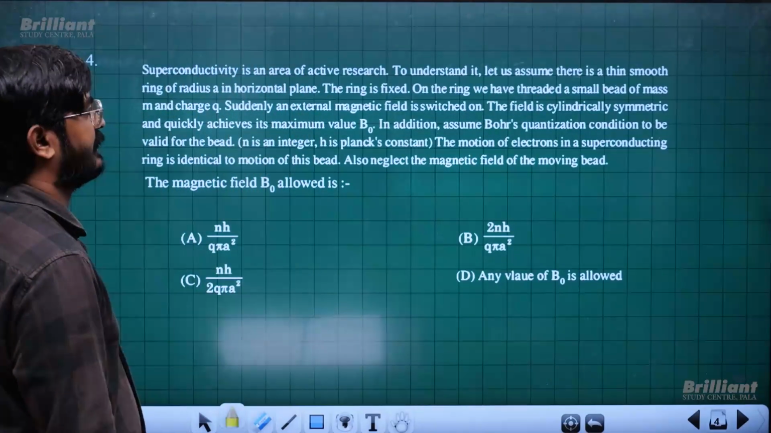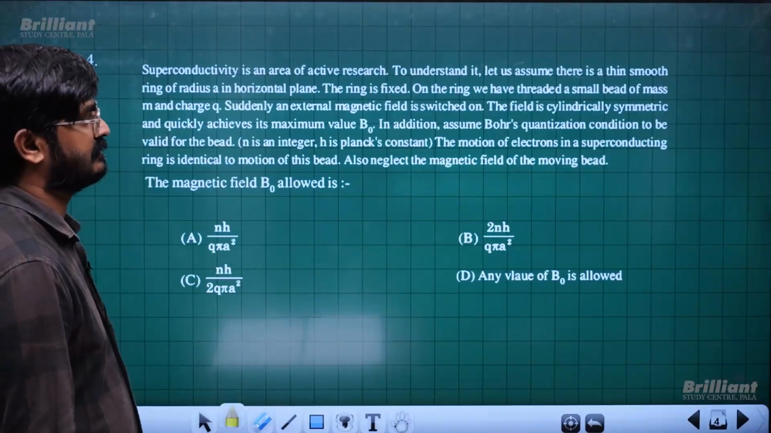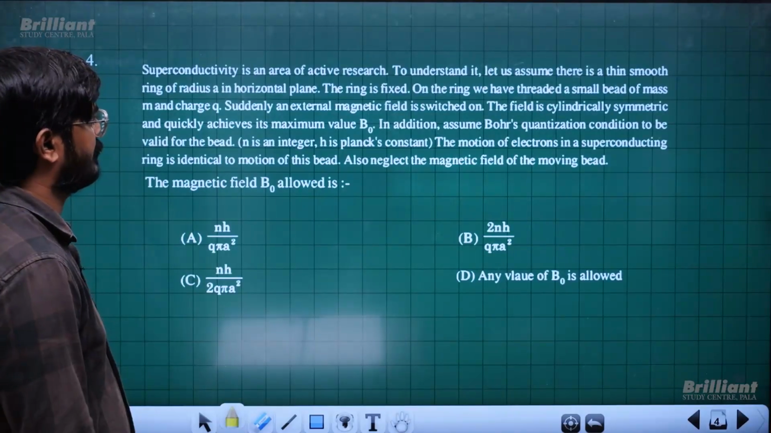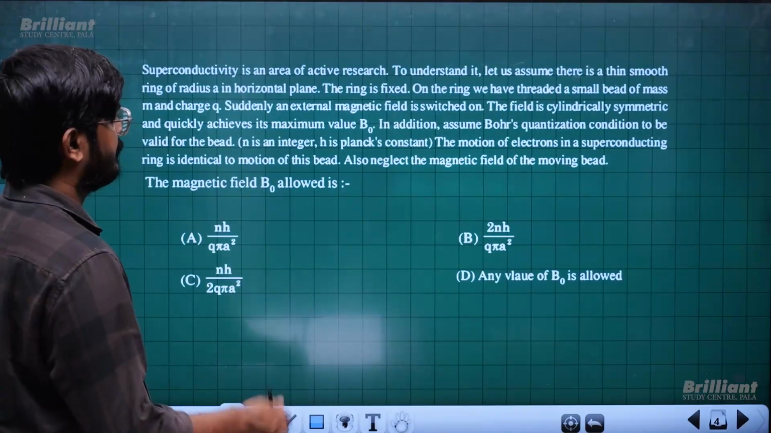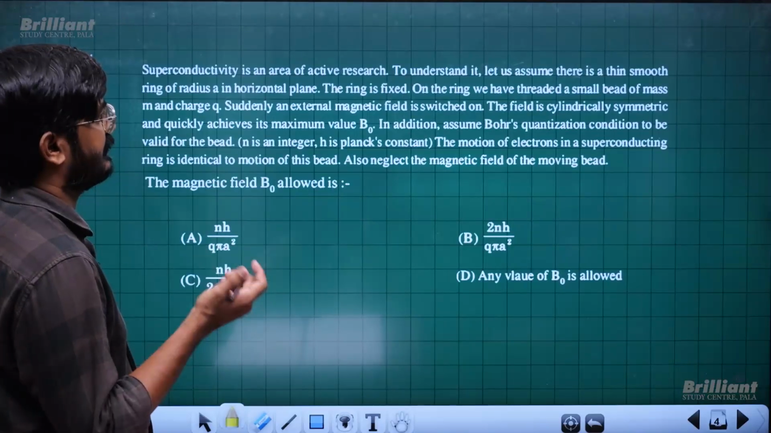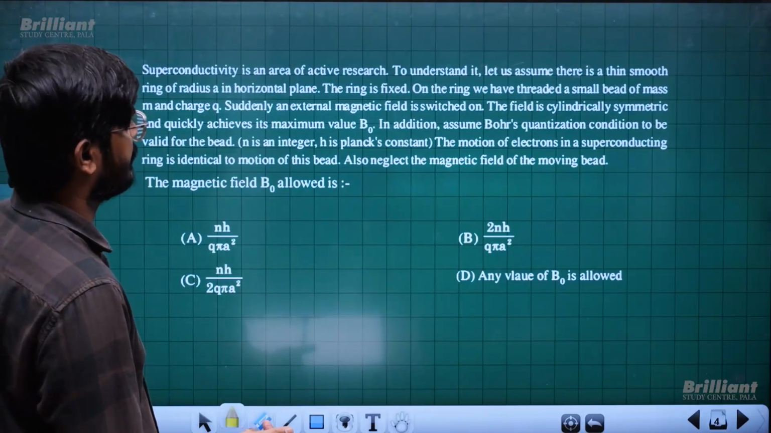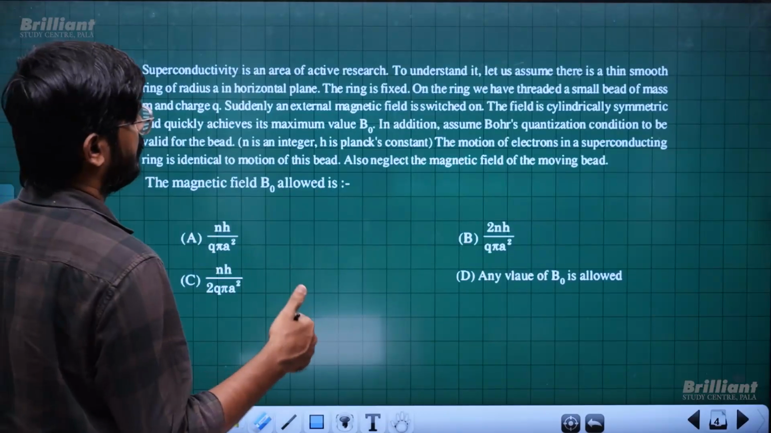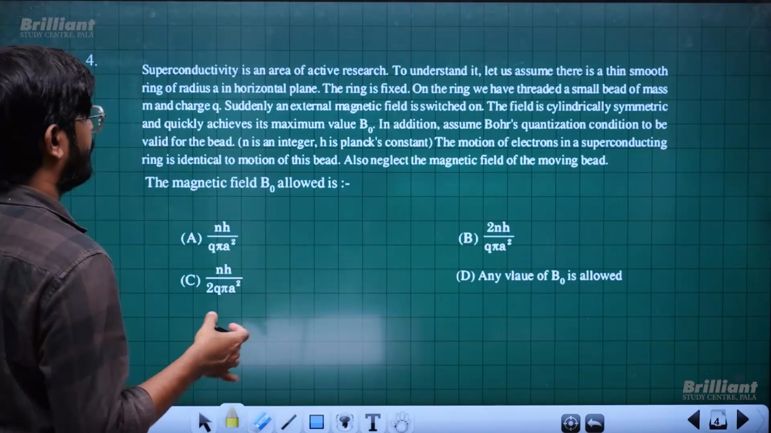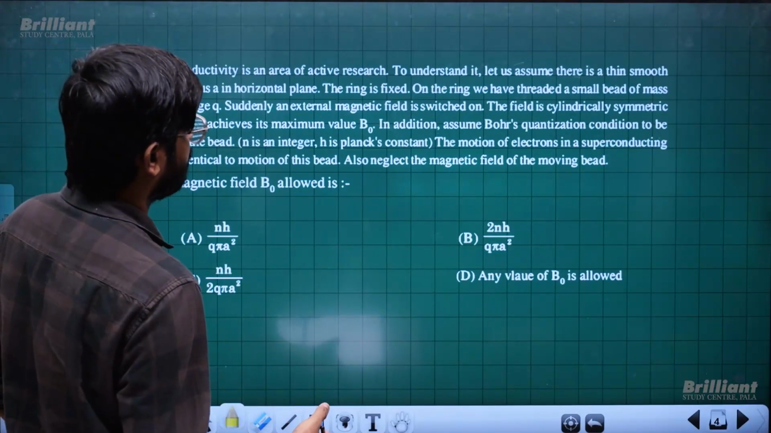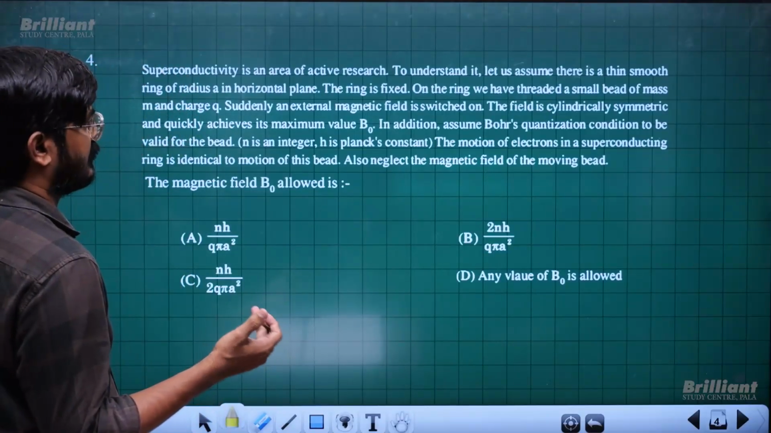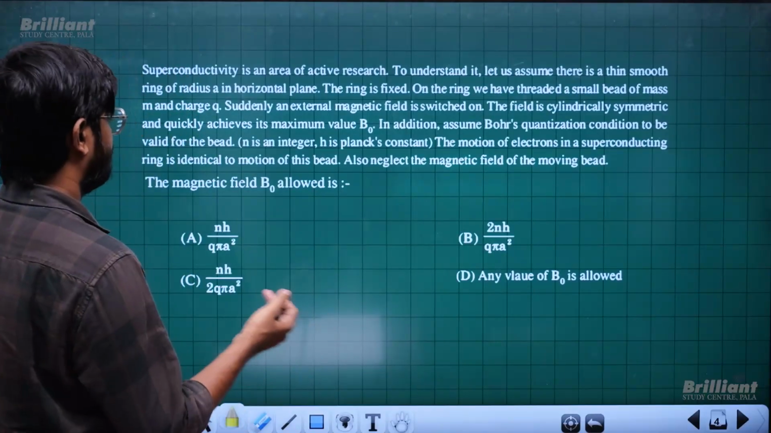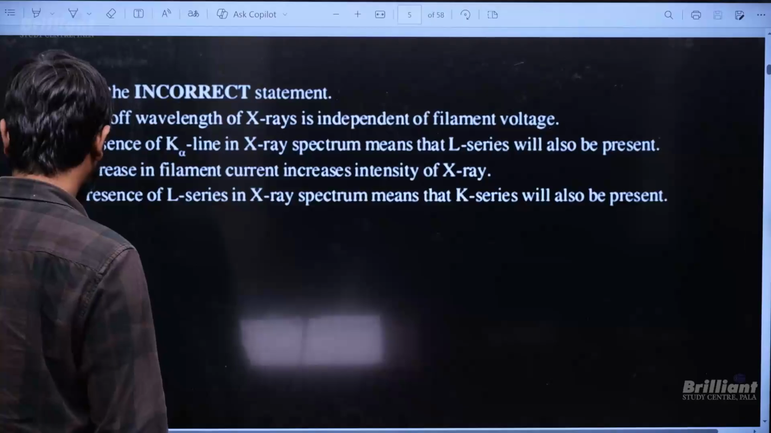Superconductivity is an area of active research. To understand it, let us assume there is a thin smooth ring of radius A in a horizontal plane. The ring is fixed. On the ring we have threaded a small bead of mass m and charge q. Suddenly an external magnetic field is switched on. The field is cylindrically symmetrical and quickly achieves its maximum value B0. In addition, assume Bohr's quantization is valid. Then you need to calculate the magnetic field.